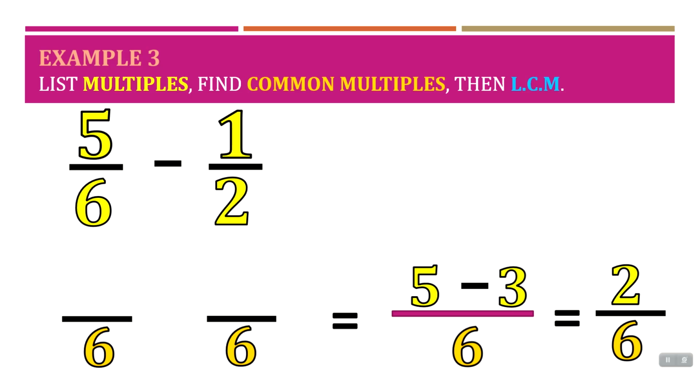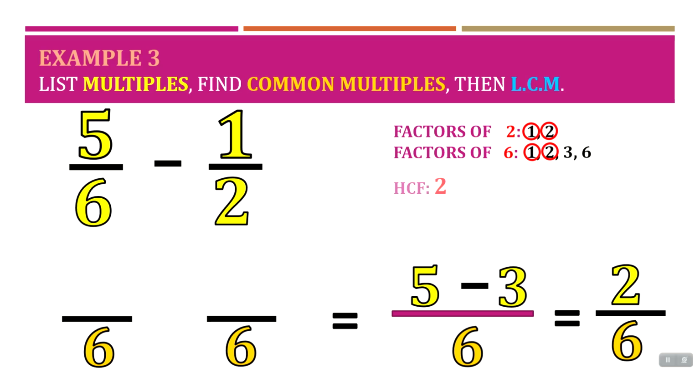Let's do that. Let's list the factors of 2 and 6. The factors of 2, those numbers that multiply together to give us 2, are 1 and 2. The factors of 6, those numbers that multiply together to give us 6, are 1, 2, 3, and 6. We know 1 times 6 is 6, and 2 times 3 is 6. Now we find the factors that are the same. We see that 1 is in both, and 2 is in both. But the greatest common factor is 2. The biggest number is 2.